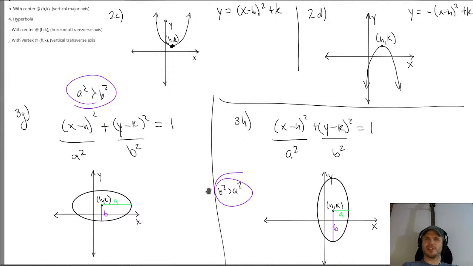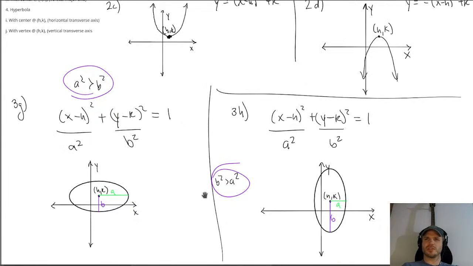With center at HK, horizontal transverse and vertical transverse. All right. So the difference between this and ellipse is that there's a minus in between. And then let me set the origin. And then, yeah, so that's that. And then B.